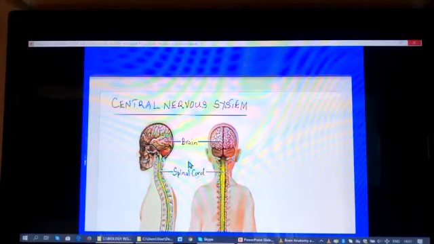Now, when we introduced the topic on coordination in animals, we said that coordination is brought about by the central nervous system. And we said that the central nervous system constitutes two regions. That is the brain and then the spinal cord. So the brain is anteriorly located, and then the spinal cord is posteriorly located, and it actually emerges like a long stalk all the way to the tail region.